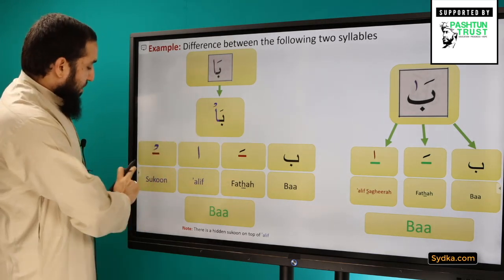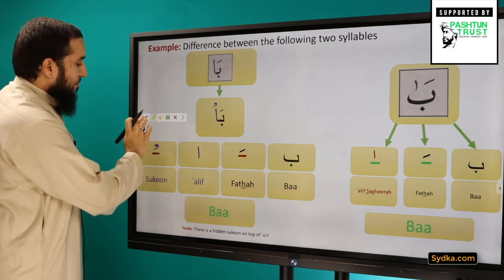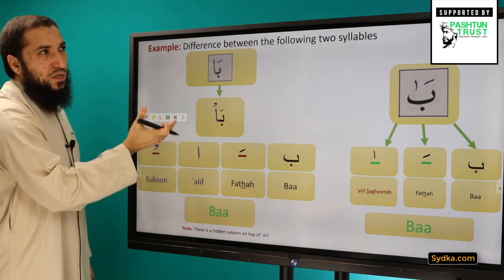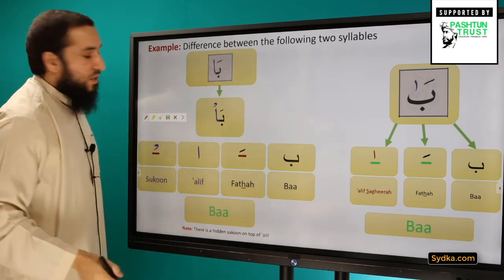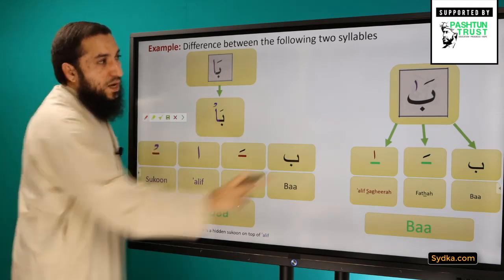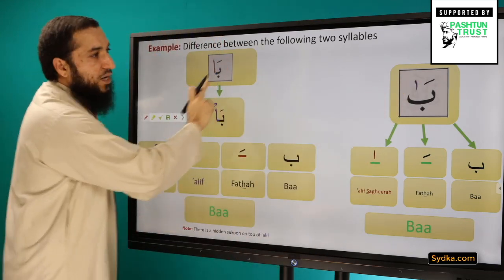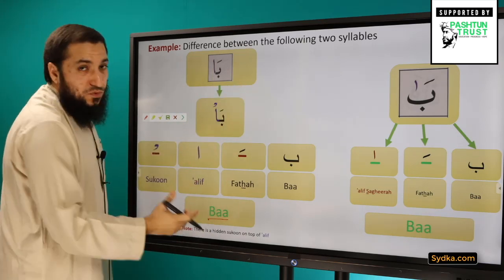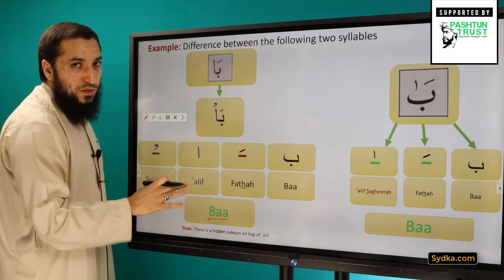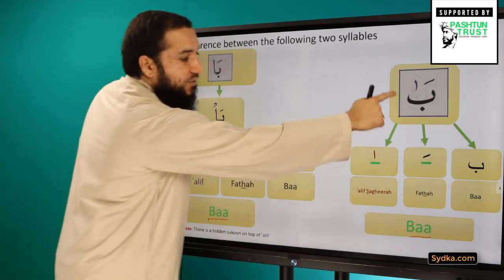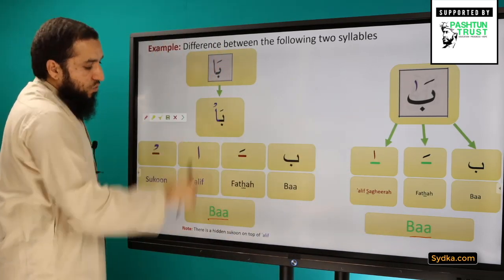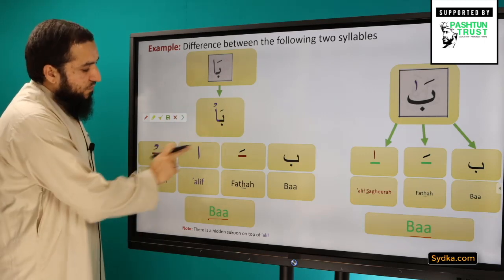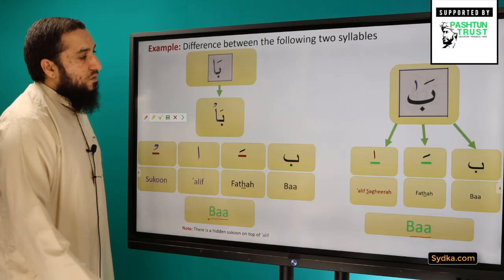Another one, if we see these two structures: this one is pronounced as ba fatha alif sakoon ba, which will be in lesson number 8 of Al-Qaida Nuraniya, after a few lessons. And this one is ba fatha alif saghira ba. The way they are written is different, but the actual sounds are the same, and the rules applied to them are the same as well. Both have the same sound, just a different way of writing. We will explain this in detail in lesson number 8.